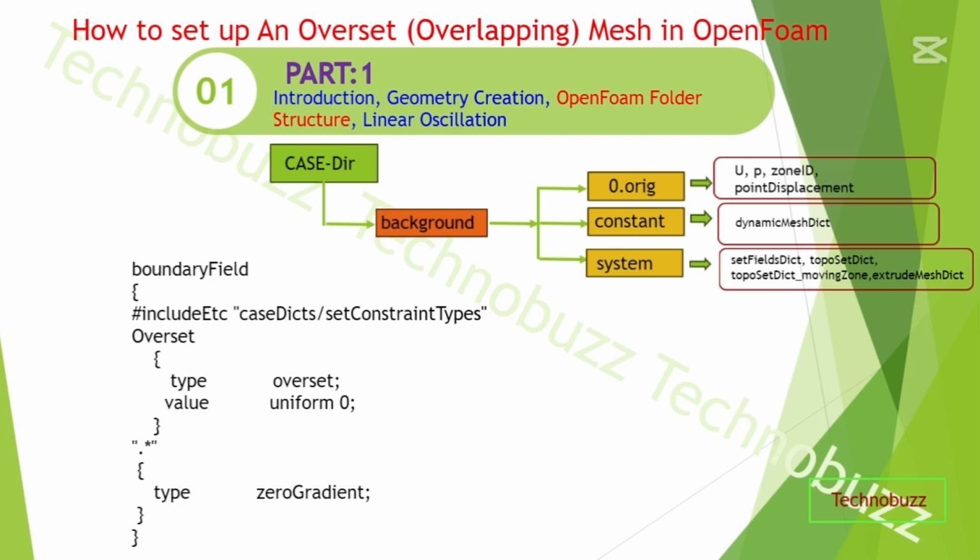Once we use the command restore 0 dir in terminal, the folder 0 is created. In this 0 folder, the file zone ID contains the zone IDs of different zones like 0, 1, 2, like that. I will compare the file zone ID from folders 0.orig and 0 to show the changes once we set up the case. Now, let us explore folder structure before launching the case.